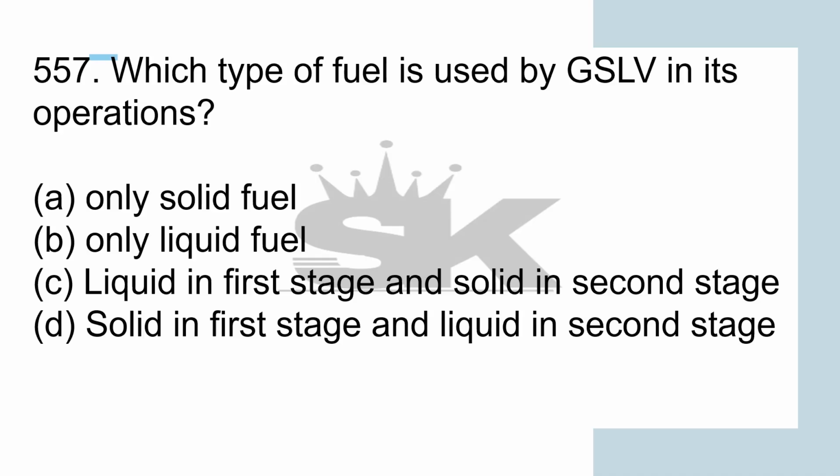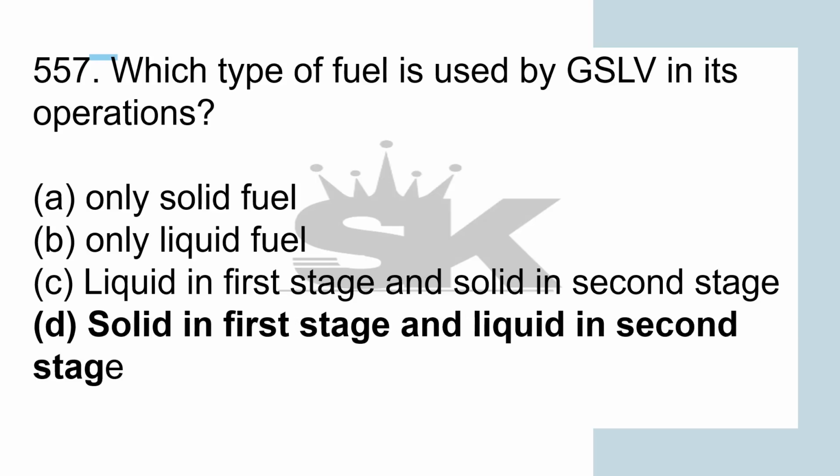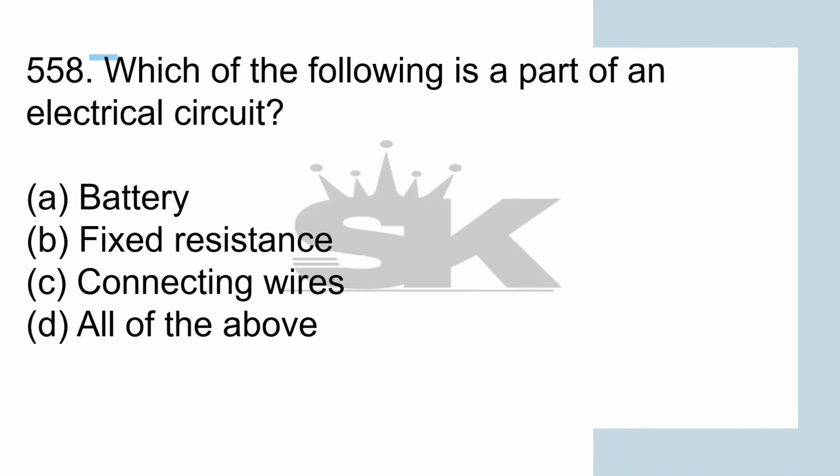Which type of fuel is used by GSLV in its operation? That is solid in the first stage and liquid in the second stage. Keep that in mind. Solid in the first stage, liquid in the second stage. Which of the following is a part of an electric circuit? That is battery, fixed resistance, connecting wires, all of the above.